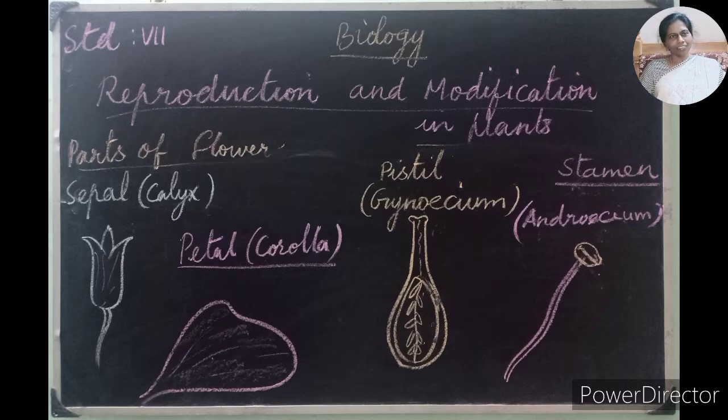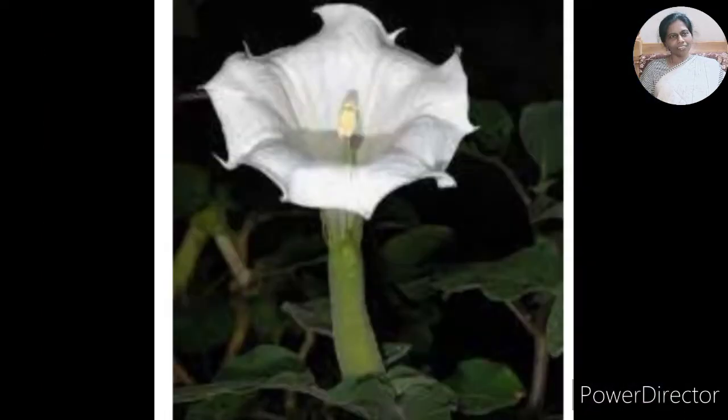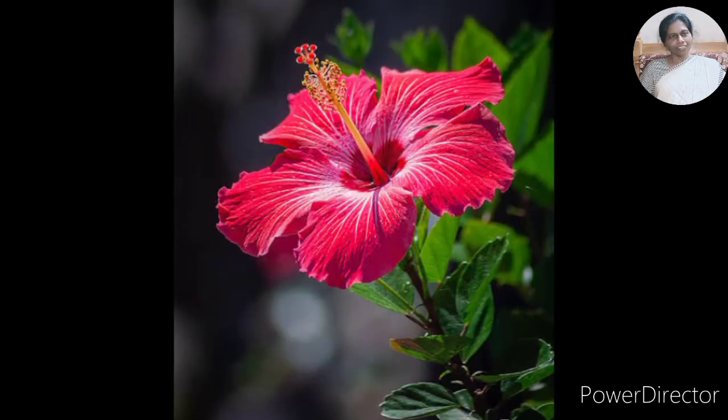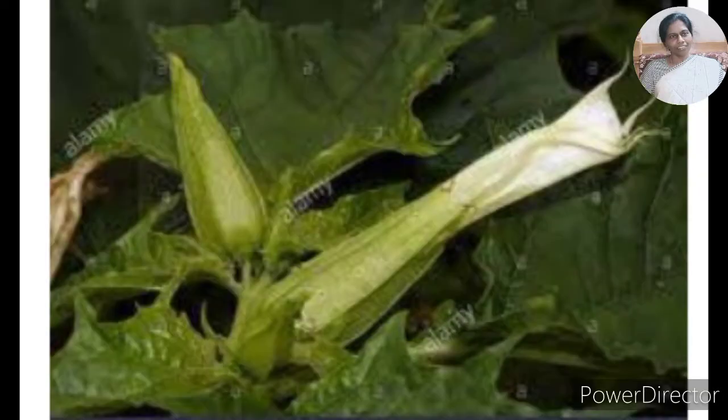Let's compare the flowers of datura and hibiscus. The open flower of datura, the trumpet flower, has white and expanded petals. Anthers are expanded with yellow lobes. The open flower of hibiscus, the shoe flower, has brightly colored expanded petals. Anthers are expanded with yellow lobes.